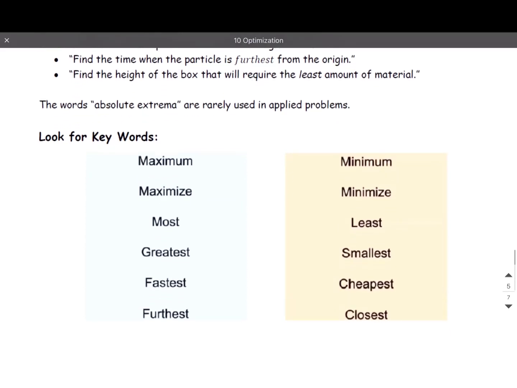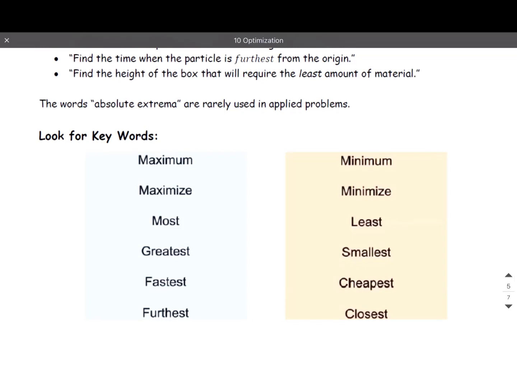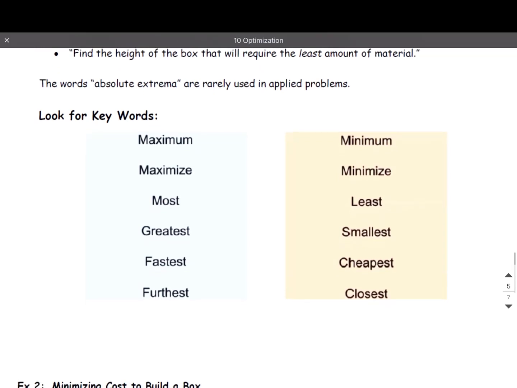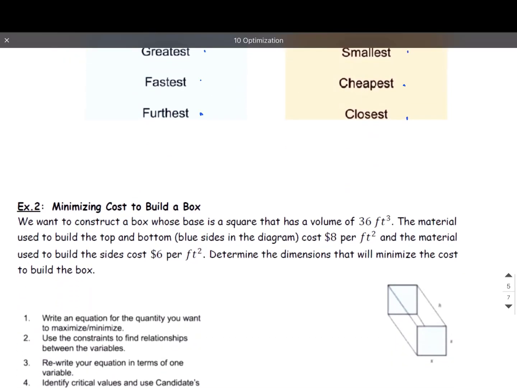The words absolute extrema are rarely used in these problems, okay? Look for words like maximum, maximize, most, greatest, fastest, furthest. Or on the other side, minimum, minimize, least, smallest, cheapest, and closest. Those are keywords to look for, okay?